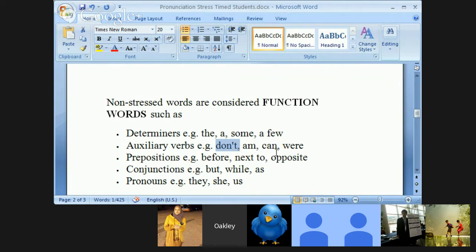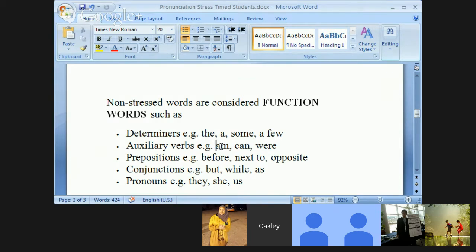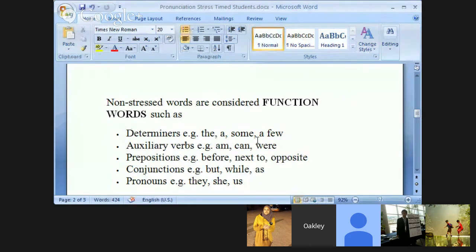That really doesn't belong in this list. Okay, am, can, were. Included in auxiliary verbs are helper verbs that we use to determine a verb tense. For example, I am running, am. The verb to be, which we use with continuous tenses. Of course, we have and has and had, which we use with perfect tenses. I had been there many times.